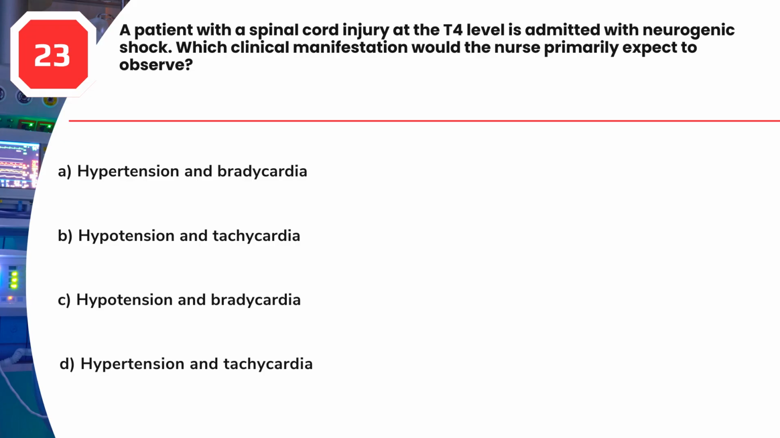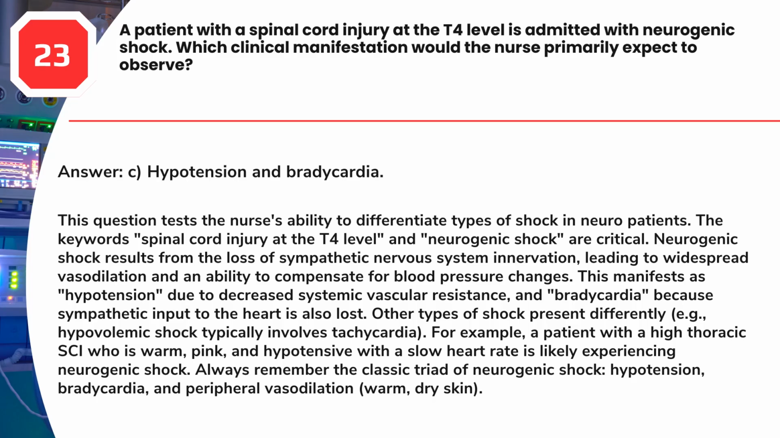Question 23. A patient with a spinal cord injury at the T4 level is admitted with neurogenic shock. Which clinical manifestation would the nurse primarily expect to observe? A. Hypertension and bradycardia. B. Hypotension and tachycardia. C. Hypotension and bradycardia. D. Hypertension and tachycardia. Answer: C. Hypotension and bradycardia.